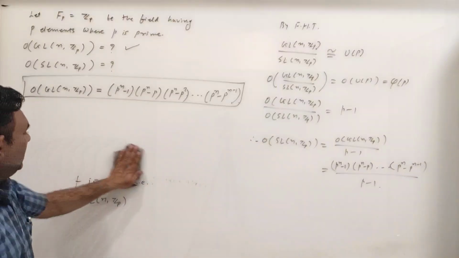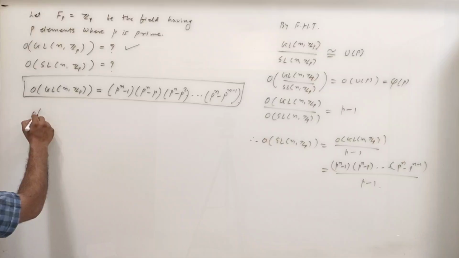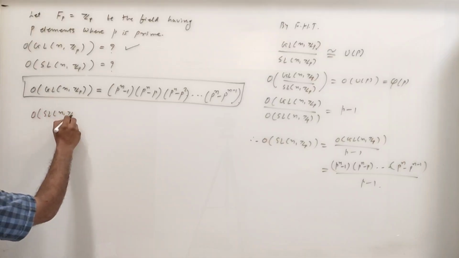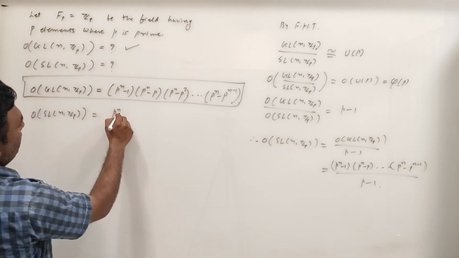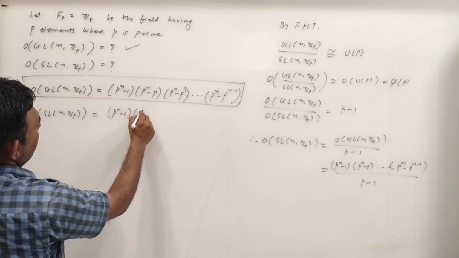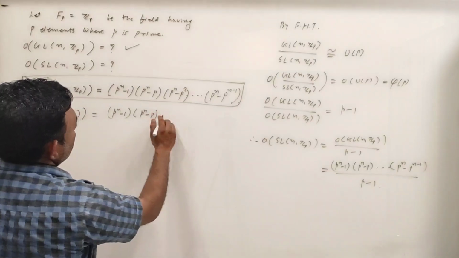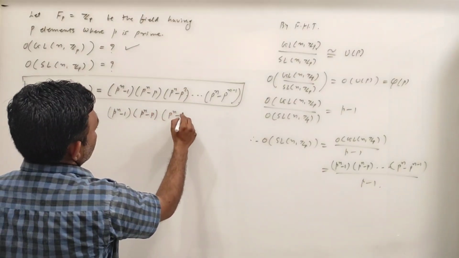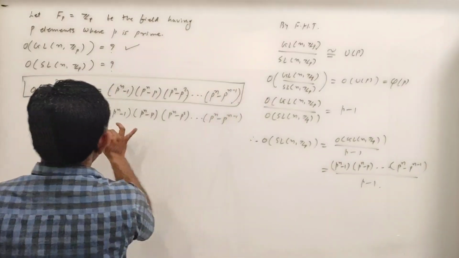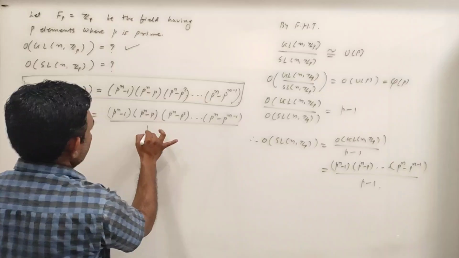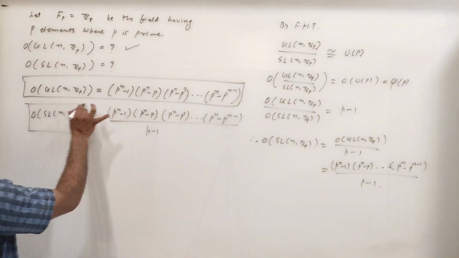So finally, what I have, order of SL(n, Zp) is what? It is (p^n minus 1)(p^n minus p)(p^n minus p^2), and so on, (p^n minus p^(n-1)), divided by p minus 1. So this is another formula.